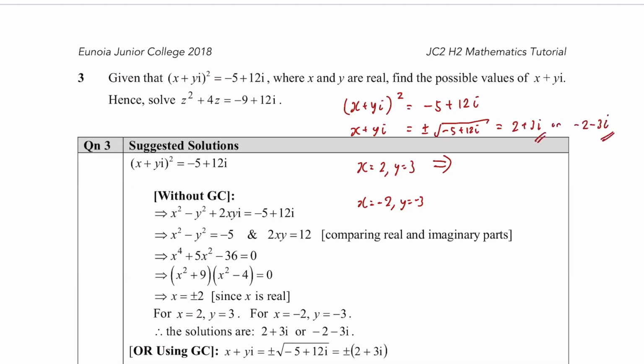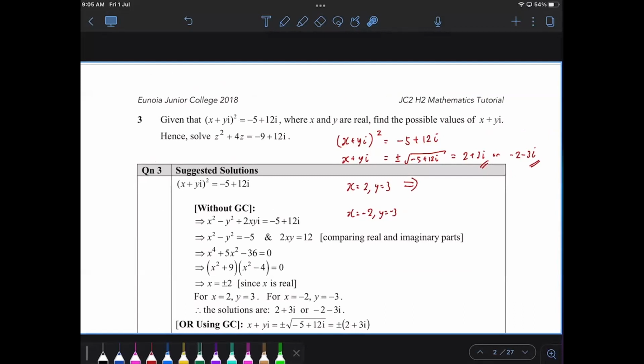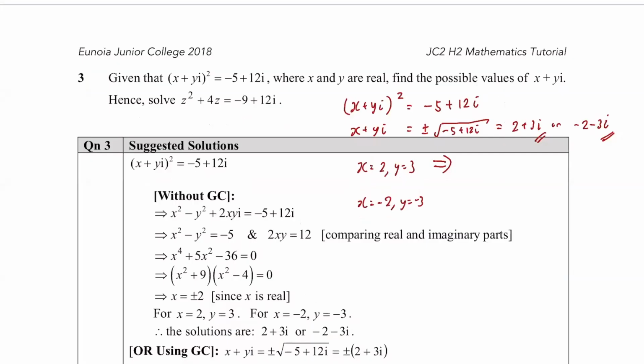Now, what does it mean? It means that we need to make use of this fact: plus or minus the square root of -5 plus 12i gives you these two answers. Take a look at what you did. Oh, yeah, wrong way. It should be like this.